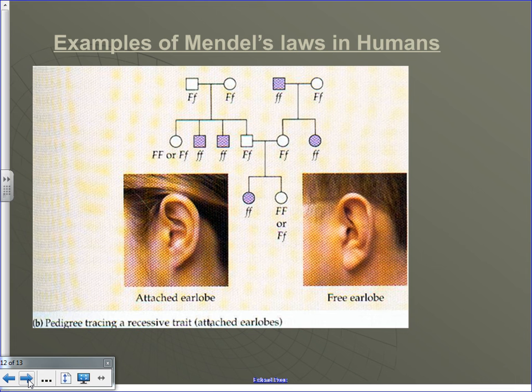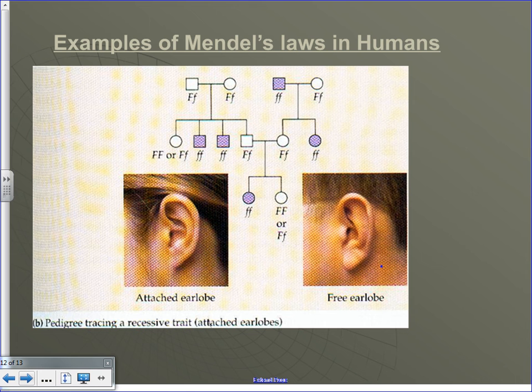Now, same type of idea here. We've got two children. The children show different versions of the allele. This one's got an attached earlobe, which can only be present if they are homozygous recessive. The other has got hanging earlobes, which are dominant, so they could be homozygous dominant, or they could be heterozygous dominant. No way to know again until they have children of their own.